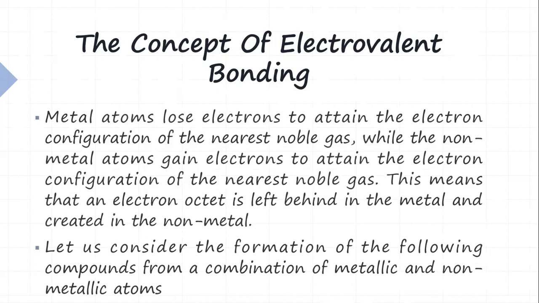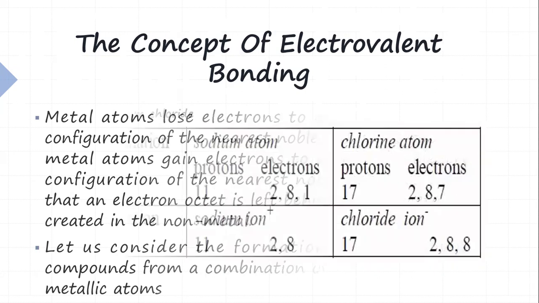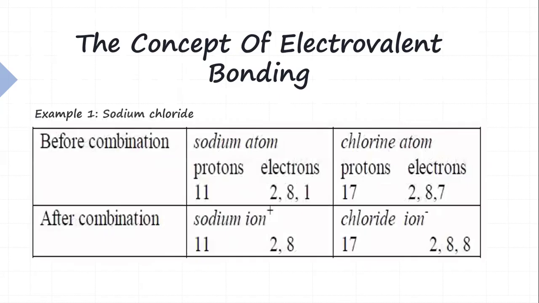Now let us consider the formation of ionic compounds from the combination of metallic and non-metallic atoms. We are going to see various examples of how electrovalent bonding occurs. Example one is sodium chloride. Before combination, the sodium atom has 11 protons and the electrons are 2, 8, 1 from the electronic configuration, while the chlorine atom has 17 protons and the electrons are 2, 8, 7. Now, after the combination, this is what happens.